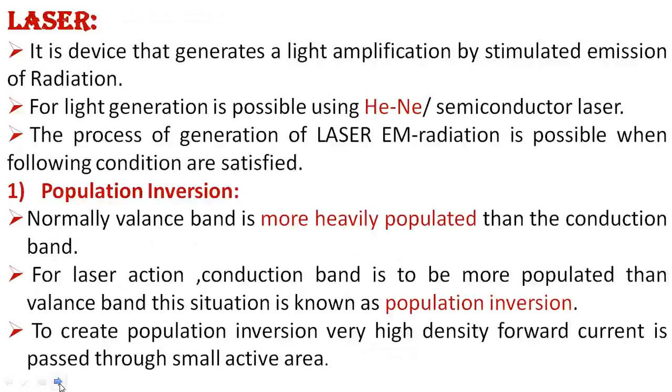For light generation, it is possible using a HeNe or semiconductor laser. The generation of laser EM radiation is possible when the following conditions are satisfied. First one is population inversion. Normally the valence band is more heavily populated than the conduction band. For laser action, the conduction band has to be more populated than the valence band. This situation is known as population inversion. To create population inversion, a very high density forward current is passed through a small active area.